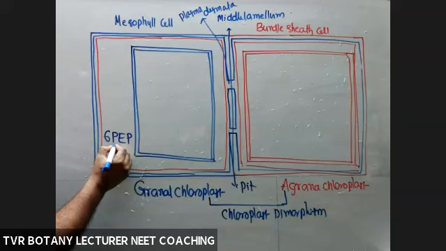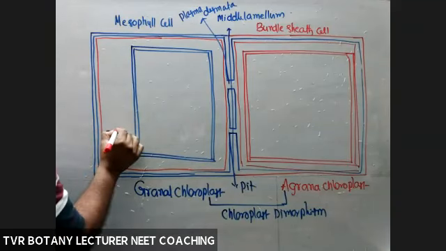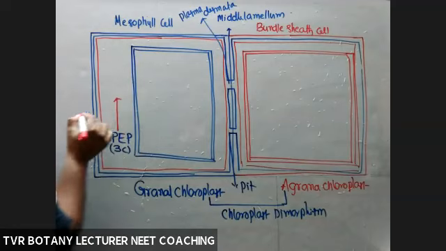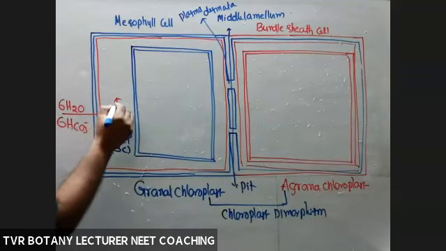So phosphoenol pyruvic acid is a 3-carbon compound, accepting 6 molecules of HCO3 minus, bicarbonate, and 6 molecules of H2O. And the enzyme required is PEPcase.